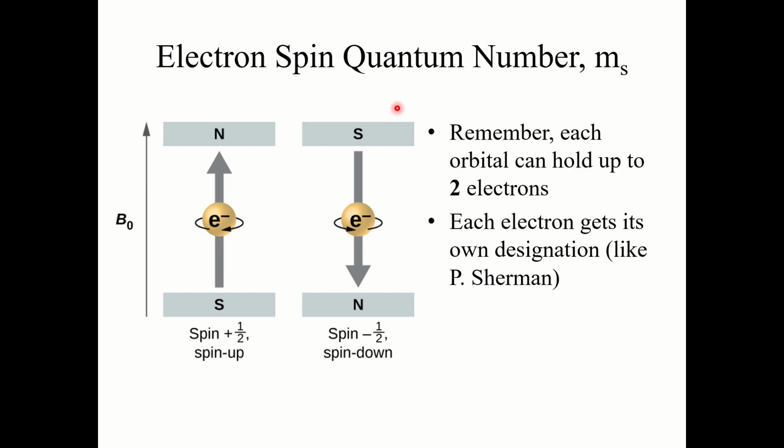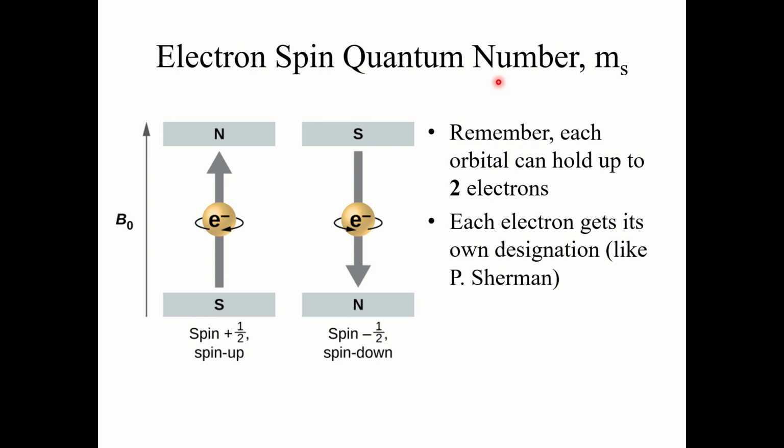All right, let's talk about that last quantum number. It's the easiest of the four. It's the spin quantum number, m sub s. Now remember, each orbital can hold up to 2 electrons. So if we have 2 electrons in the same orbital, their first 3 quantum numbers are all going to be the same. They'll have the same n, the same l, and the same m sub l.